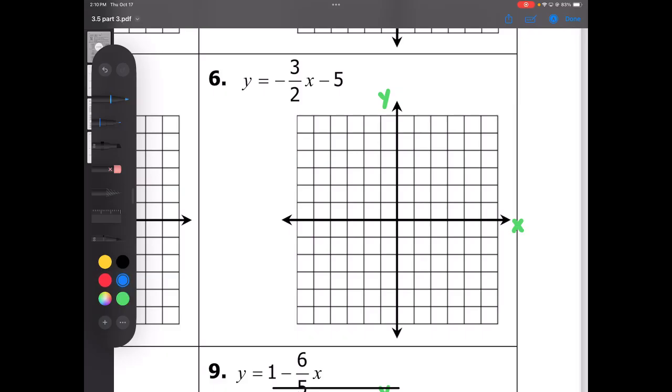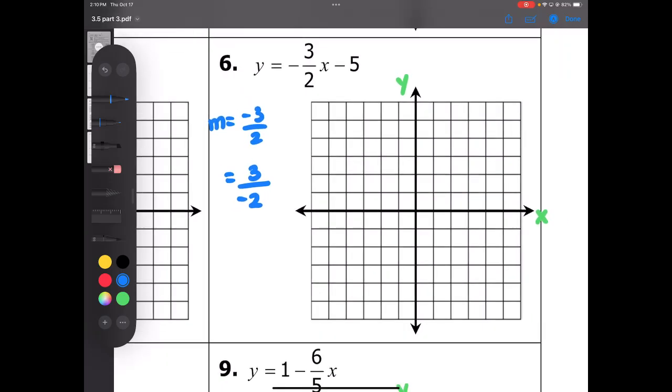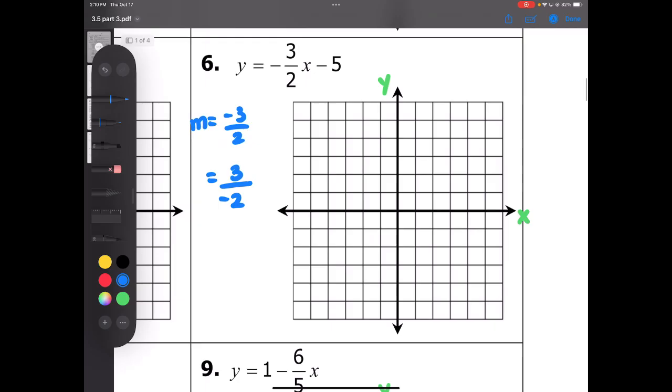So m is equal to negative 3 over 2, or it's equal to positive 3 over negative 2. You guys see these two fractions? They are the same, right? The negative is just with one of them. If both numbers are negative, then it's positive. So let's follow these directions.